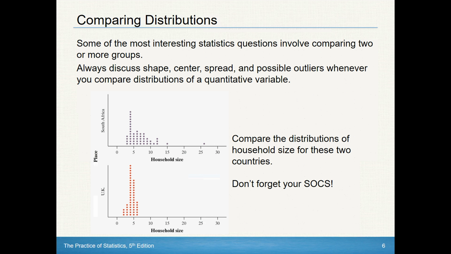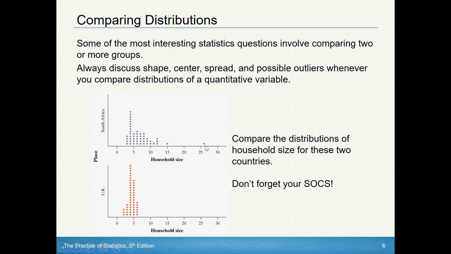So when we're comparing distributions, we want to talk about shape, center, and spread, but we want to make sure that we actually use comparing words. It's not enough to just say the words. So if we look at these two distributions here, household size in South Africa versus household size in the UK, we would say, well, look here in South Africa. This clearly appears to be a skewed right distribution, whereas most people would probably say the UK is a roughly symmetric distribution. Are there any outliers?